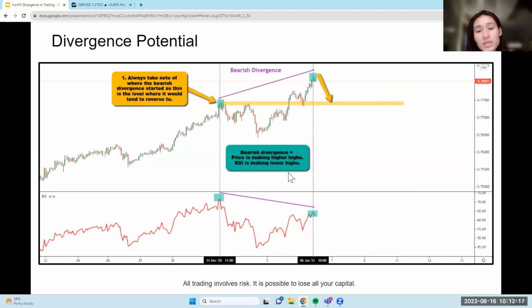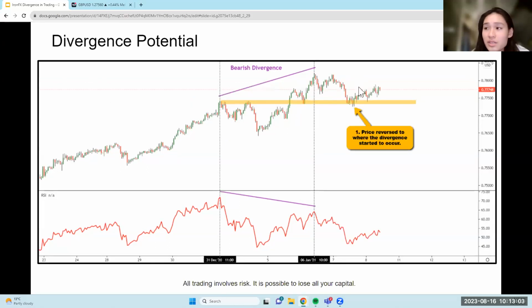Okay, next we're going to take a look at divergence potential. In this case, we're using an RSI instead. So if we take a look at the price chart, first point is that we always want to take note of where the bearish divergence starts, as this is the level where it tends to reverse to. So we have price making a higher high on the price chart, and on our RSI, it's making a lower high. So this is obviously a bearish divergence, and you can see we highlighted this starting area because we're expecting price to reverse off of this area after we identified this bearish divergence.